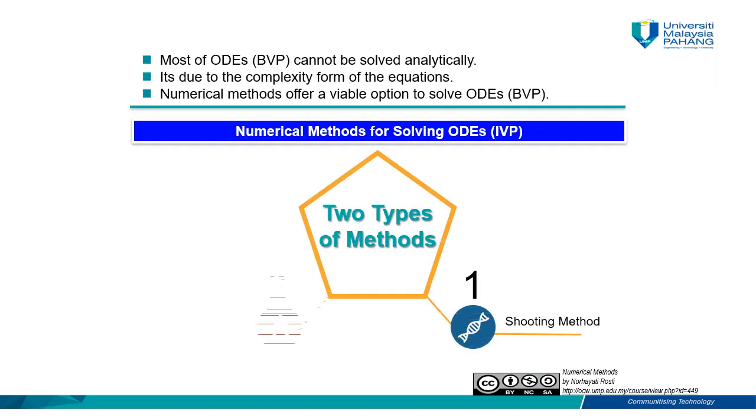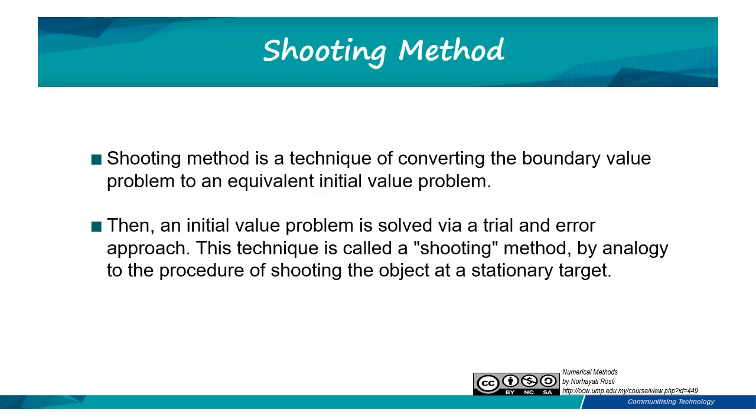Mostly, ODEs with boundary value problems are very hard to solve analytically because the equations are very complex. Hence, the other option to solve an ODE with BVP is by using numerical methods. There are two methods that can be used. The first one is the shooting method and the second one is the finite difference method. In this video, we are going to discuss the first method, that is the shooting method.